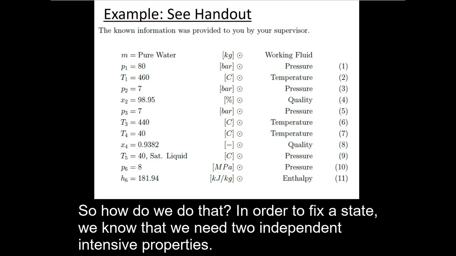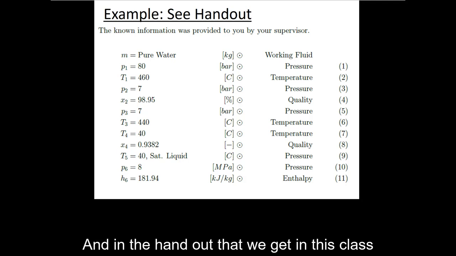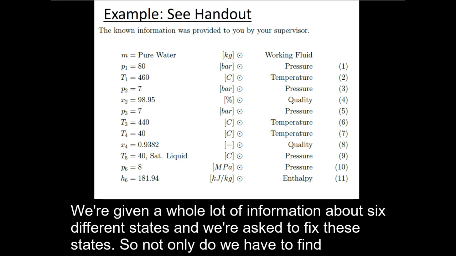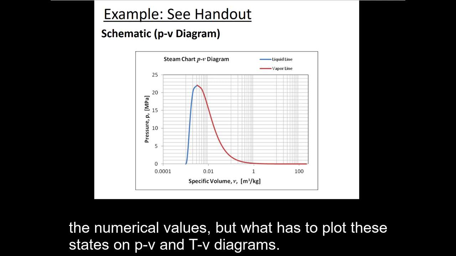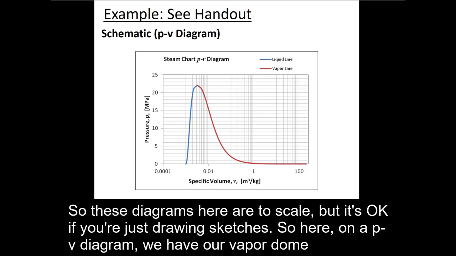In order to fix a state, we know that we need two independent intensive properties. And in the handout that we get in this class, we're given a whole lot of information about 6 different states. And we're asked to fix these states. So not only do we have to find the numerical values, but we're asked to plot these states on PV and TV diagrams. So these diagrams here are to scale, but it's okay if you're just drawing sketches.